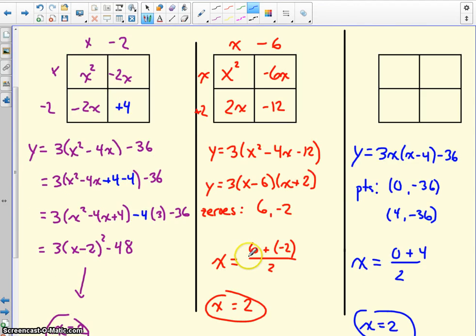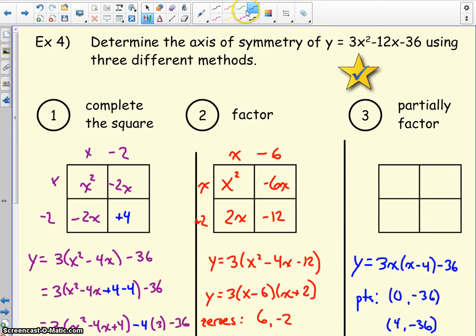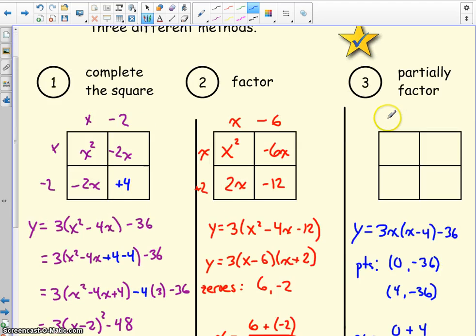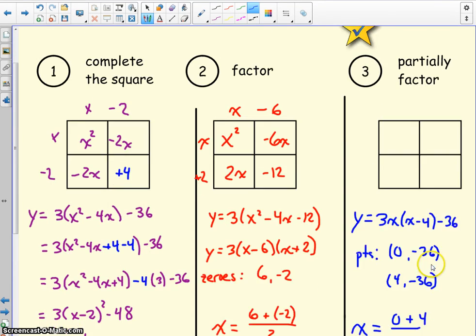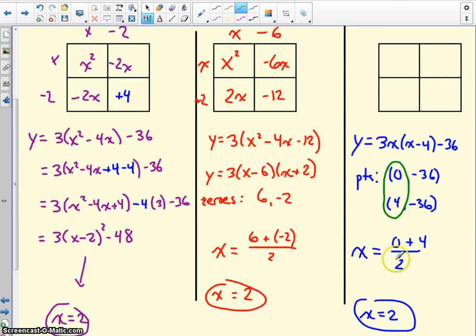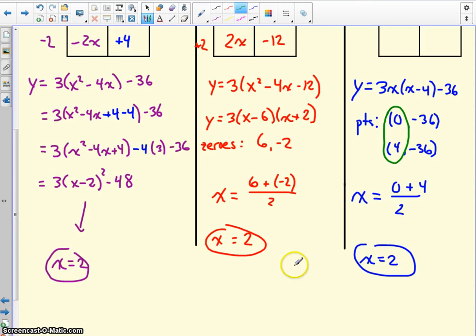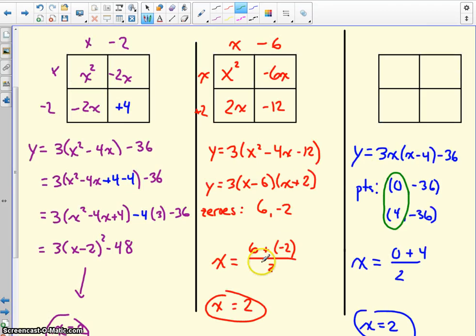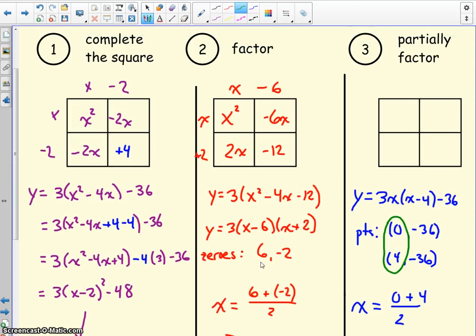And last but not least, partial factoring. In partial factoring, you common factor the first 2 terms fully. So between 3x squared and minus 12x, I took out 3x. I was left with x minus 4. And while it doesn't give me the zeros, it gives me the points (0, negative 36) and (4, negative 36). And since these 2 points have the same y value, I can use those x values of 0 and 4 to get my axis of symmetry at x equals 2. So 3 ways of going about finding the axis of symmetry, all perfectly valid.